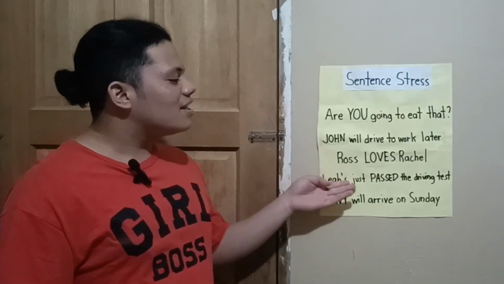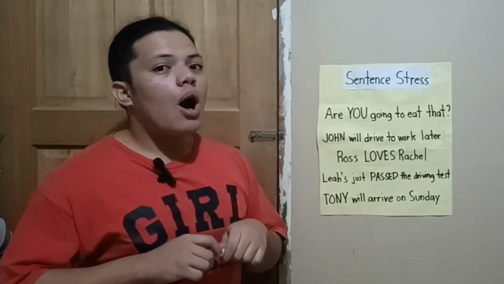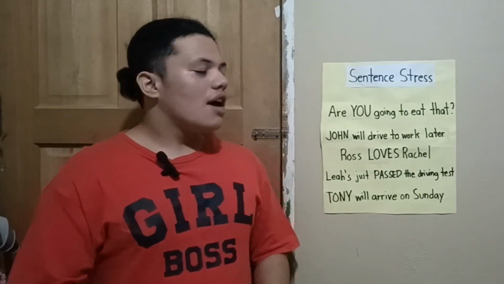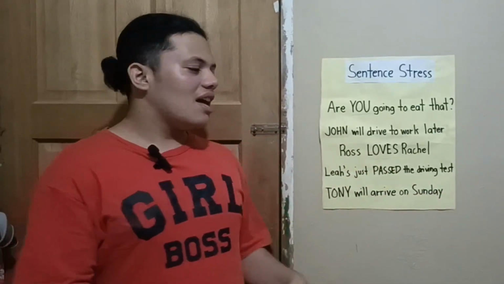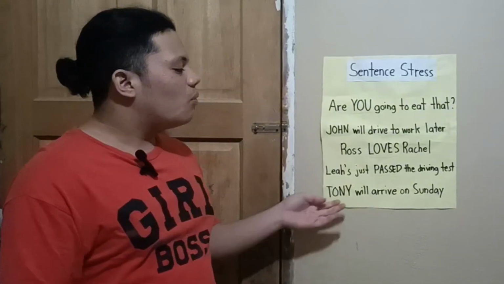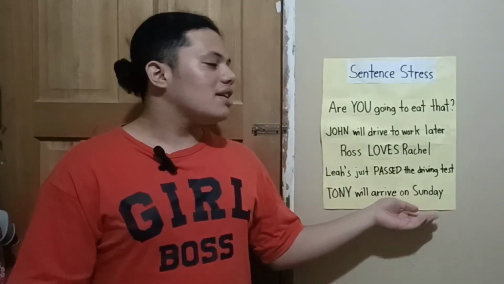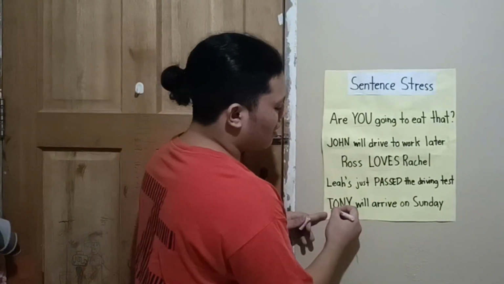Next is Leia just passed the driving test. This answers the question, what did Leia do? She passed. Leia just passed the driving test. So here it is passed. And last, Tony will arrive on Sunday. This answers the question, who will arrive on Sunday? So it's Tony. Tony will arrive on Sunday. So here it is Tony.